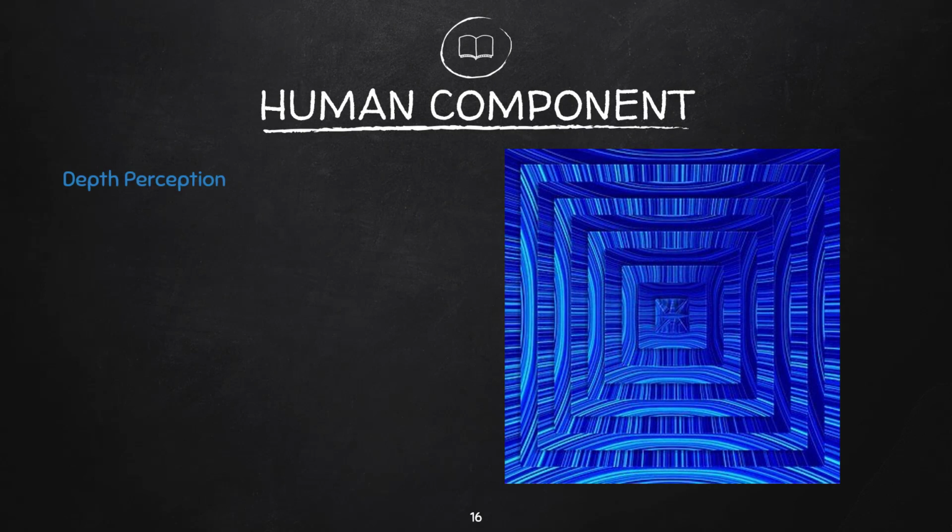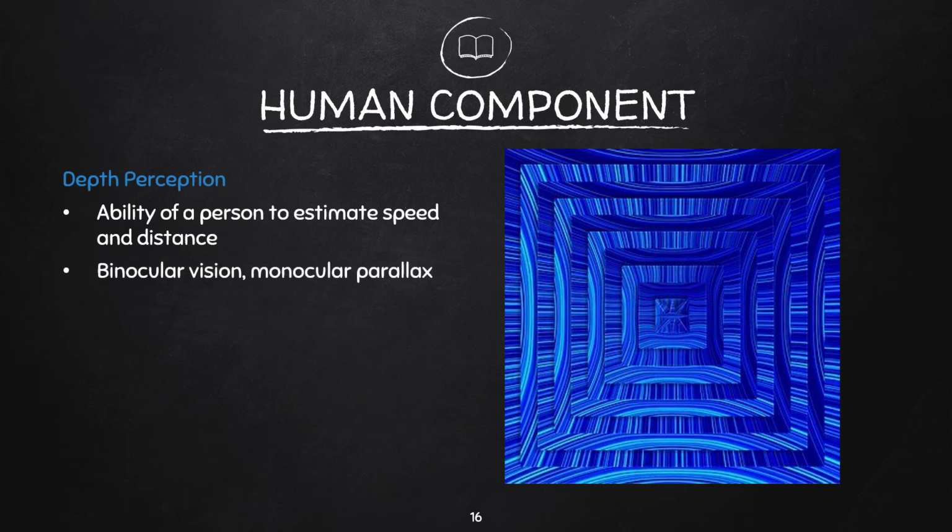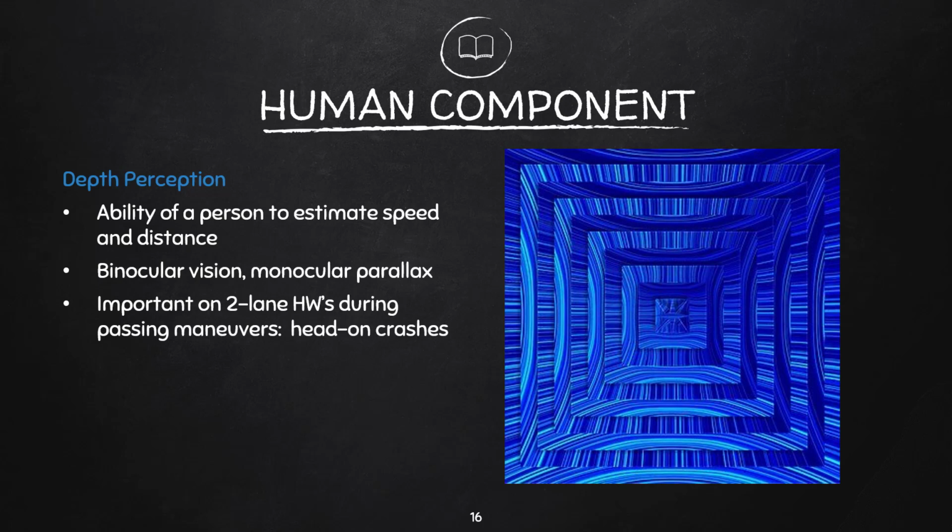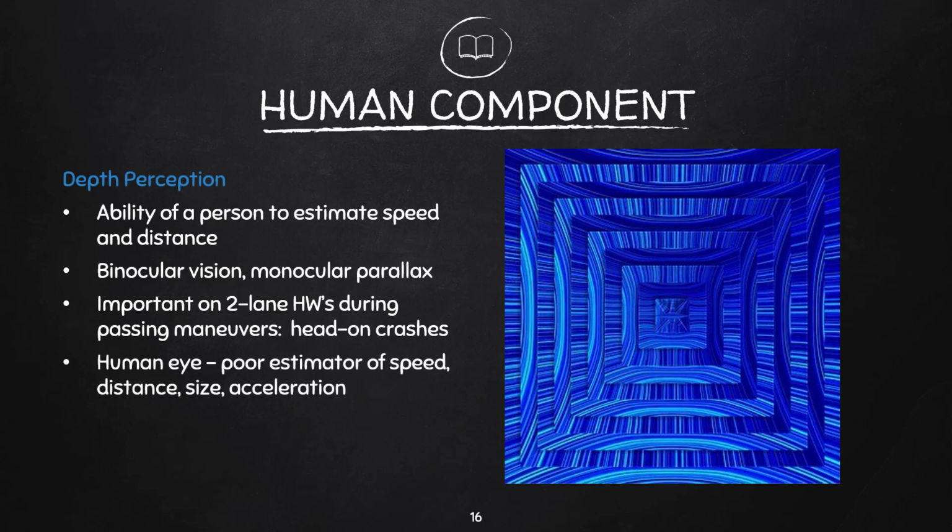Last, we have the depth perception. This is the ability of a person to estimate speed and distance. Binocular vision and monocular parallax are some descriptions. This is important on two-lane highways during passing maneuvers to prevent head-on crashes. The human eye is a poor estimator of speed, distance, size, and acceleration.